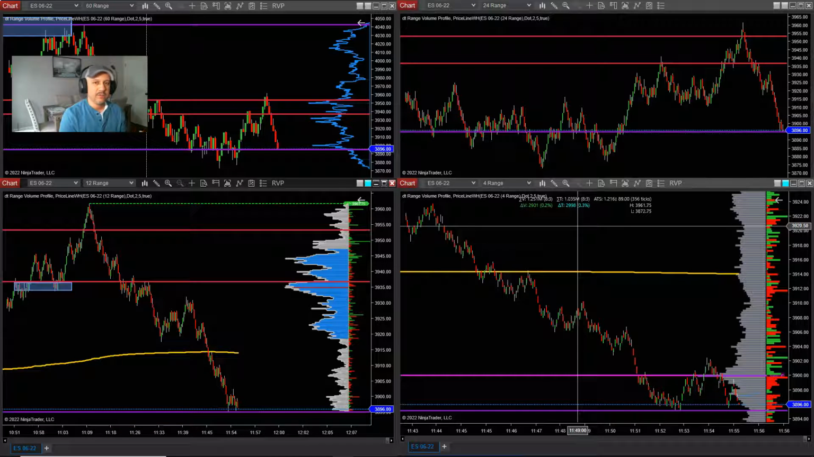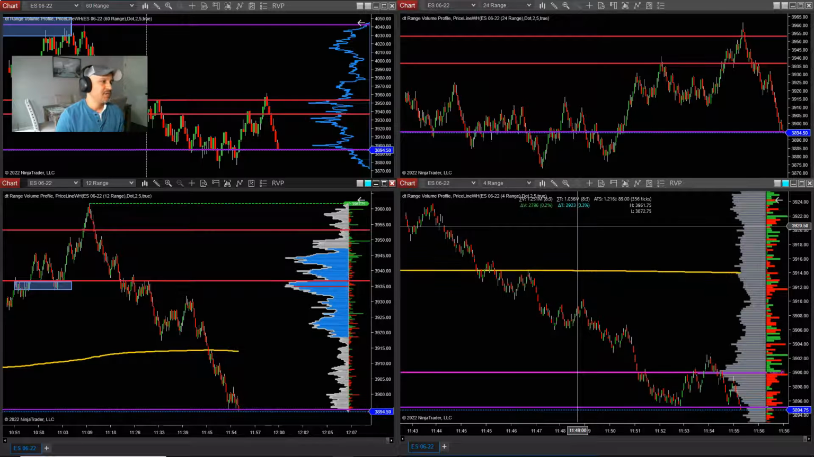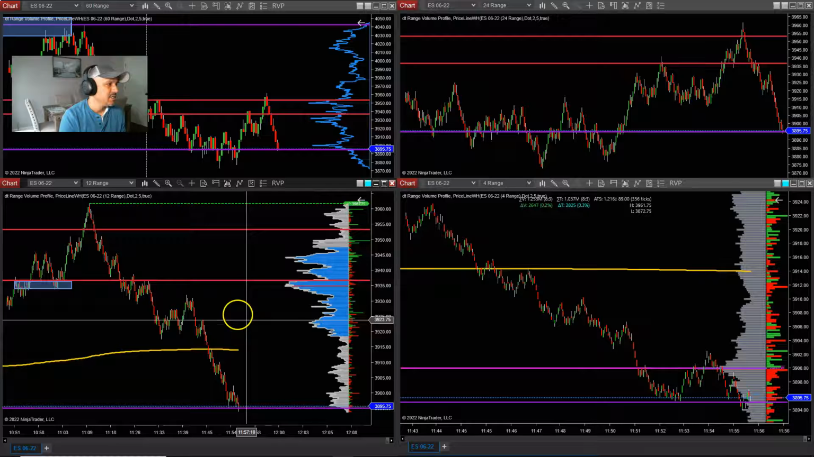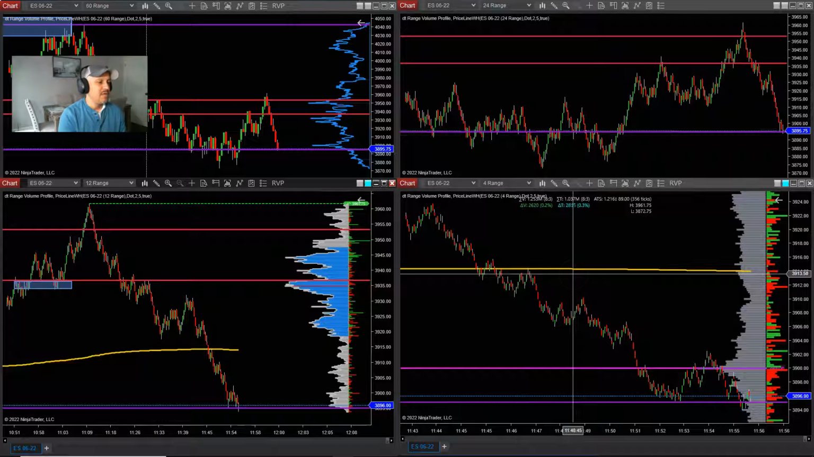But what I've chosen to do is just do a video going back over the chart settings again. I can show you the volume profile settings that I have the Disco Trading volume profile set to, that I have loaded on my charts. I can show you everything as a whole. We'll go through the 60 range, the 24 range, the 12, and then the 4 range. I'll do a video.